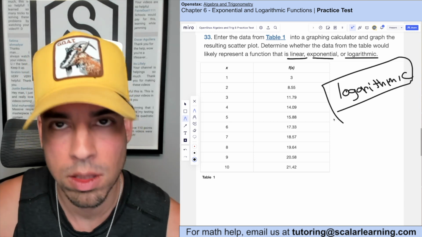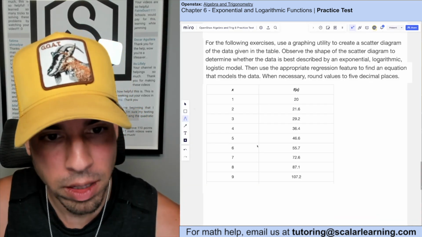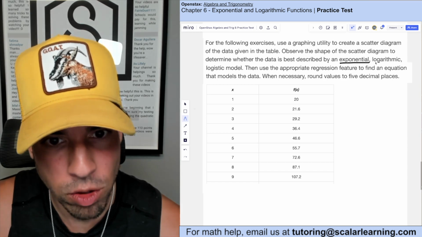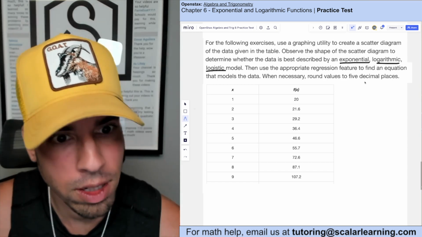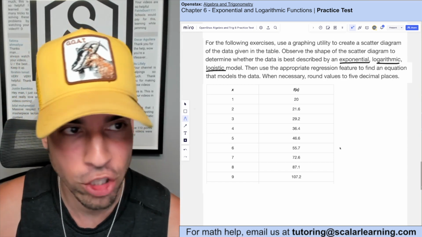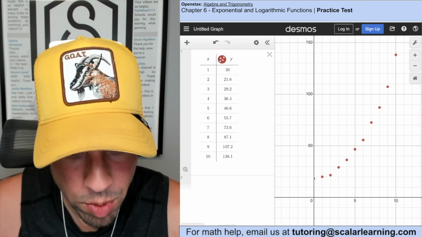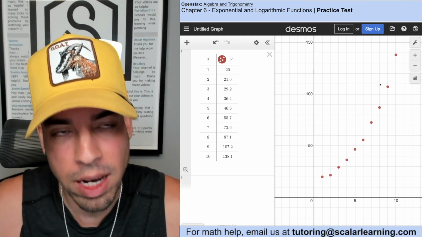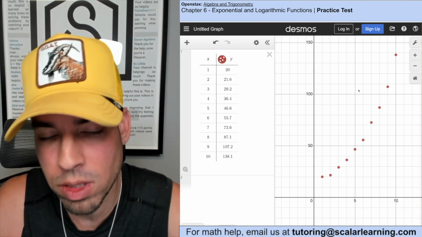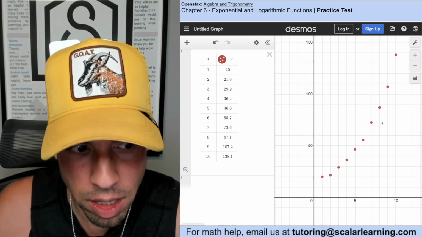Boom. Done. So for this one, we're going to start by plugging it into Desmos. We're going to identify whether it's exponential, logarithmic, or logistic, and then we're going to apply the correct regression. So once we kind of plot out the data, it definitely looks exponential to me, right? It's kind of going up. It doesn't seem to have a top point where it levels off. So this is not logistic, and I would say it's exponential.